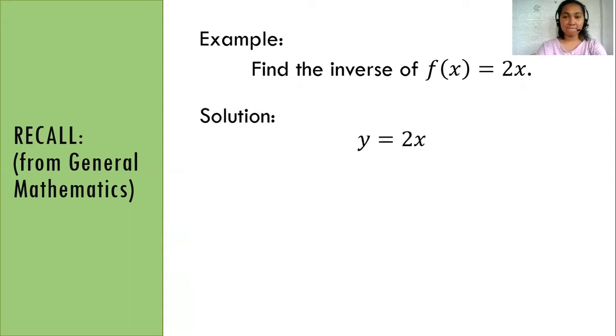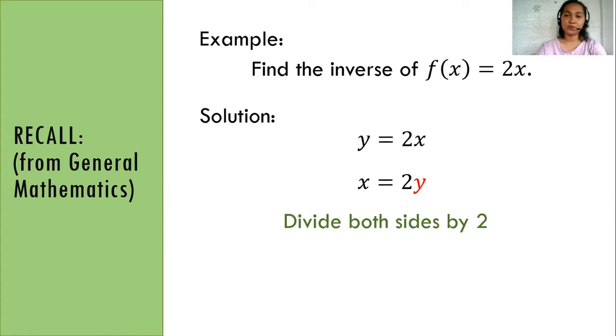Second step, we will interchange literally the variables x and y. Thus, this will be x equals 2y. And for the third step, we will solve for y in terms of x, right? We can solve for y in this case if we divide both sides by 2. Dividing both sides by 2 will get y equals x over 2. Lastly, we will replace y by f inverse of x, our notation for inverse function. Thus, the inverse of the given function f is equal to x over 2.